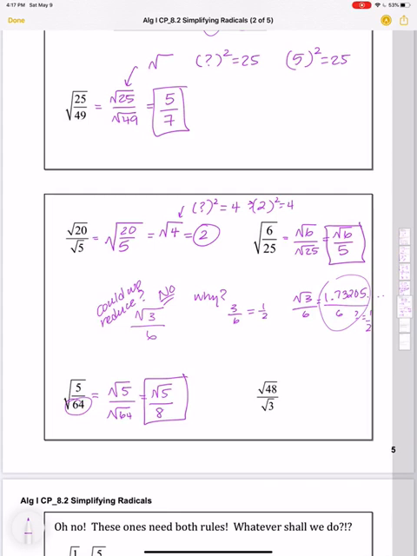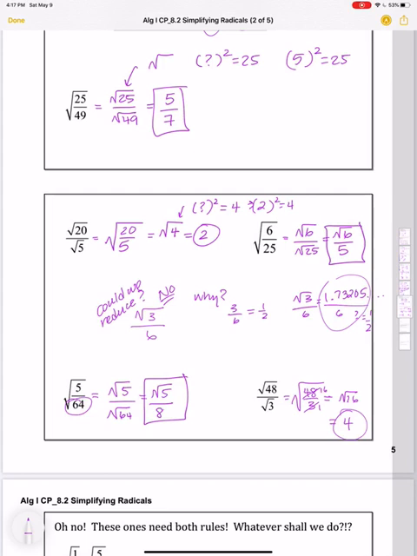All right, the square root of 48 over the square root of 3. Well, neither one of those are perfect squares, but 3 does go into 48. How many times does 3 go into 48? 16 times. So I divide by 3, 1, and 16. So it becomes the square root of 16. What is the square root of 16? 4. So there are our answers to all of those.